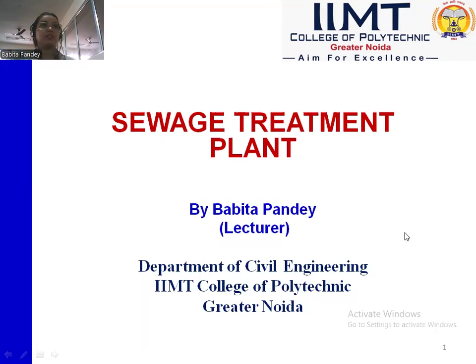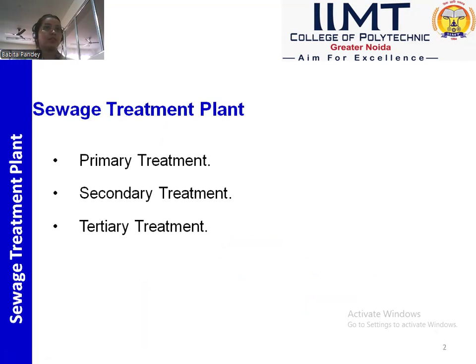Today, I'm going to discuss the topic sewage treatment plant. So, what is the sewage treatment plant? Why do we need a treatment plant? Firstly, sewage is the raw material which is unused and not fit for drinking purposes. We term it as sewage. Basically, sewage treatment occurs in three stages: primary treatment, secondary treatment, and tertiary treatment.